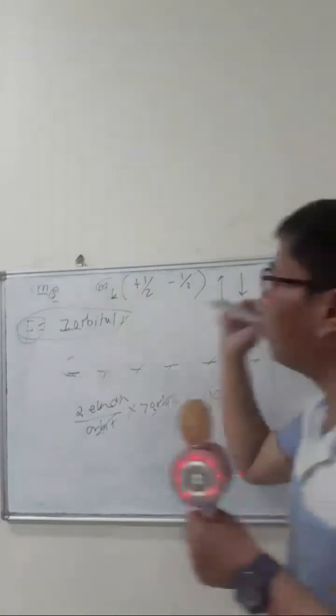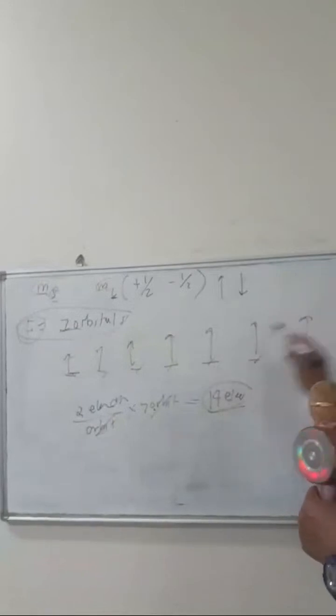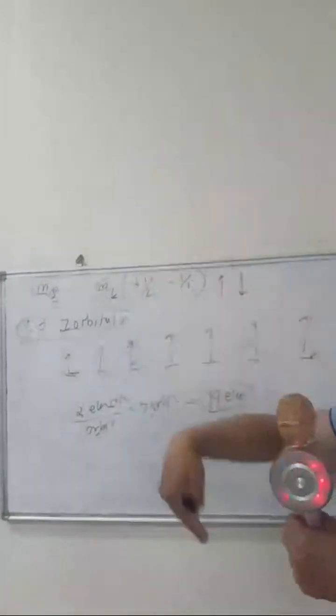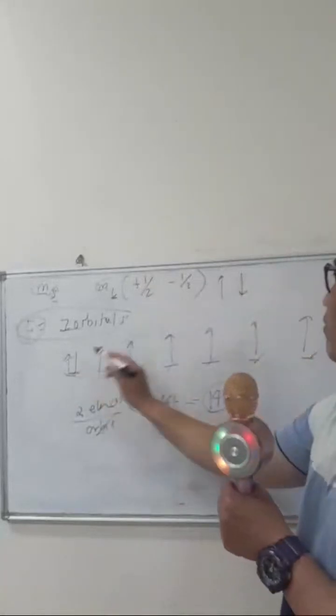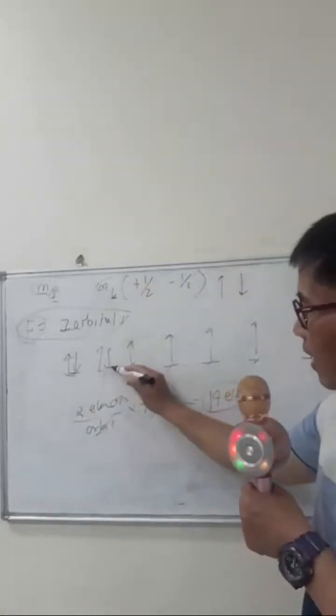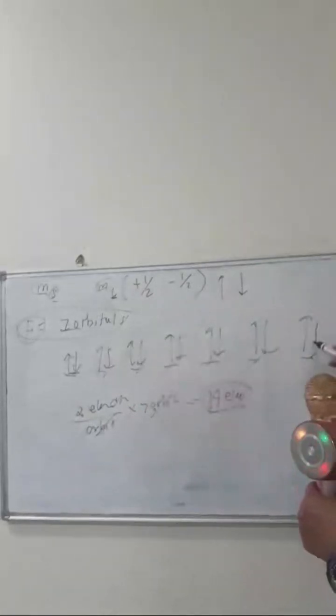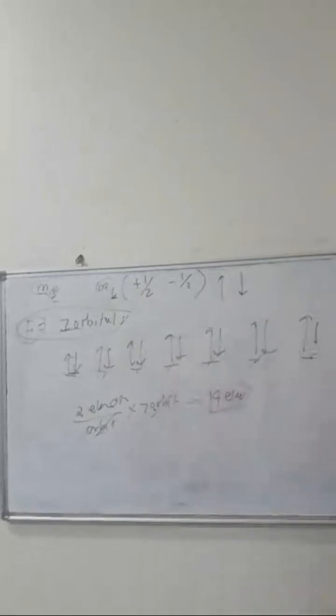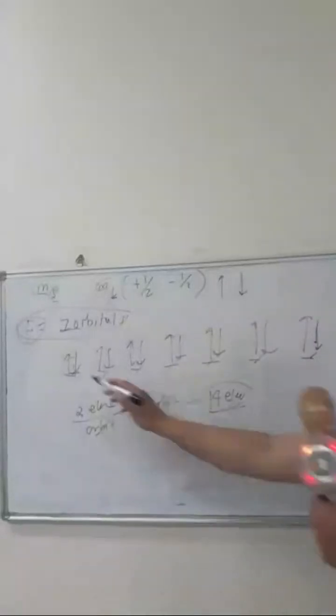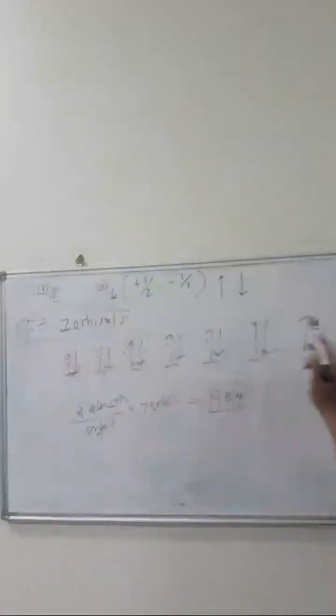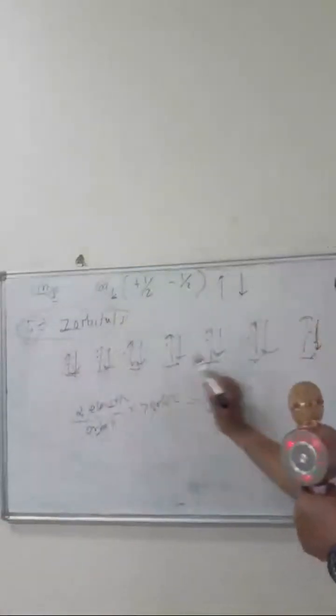Okay. So, 14 electrons, see? 1, 2, 3, 4, 5, 6, 7. After up, going down. Because up is already done, 1, 2, 3, 4, 5, 6, 7. Then 8, 9, 10, 11, 12, 13, 14. Review, 14 electrons. Up first, 1 to 7. Down, 8 to 14.